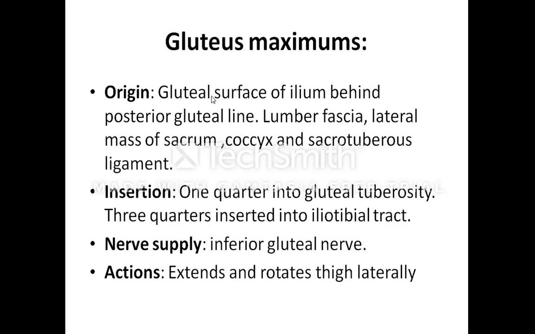The nerve supply of the gluteus maximus is the inferior gluteal nerve. The action is to extend and laterally rotate the thigh. The main action is extension of the thigh. You can call it extension of the hip or extension of the thigh, and also lateral rotation of the hip or lateral rotation of the thigh. It is also called the anti-gravity, or climbing, muscle.